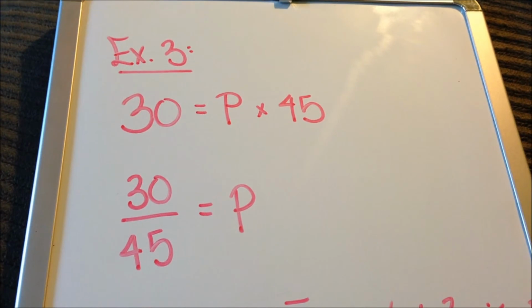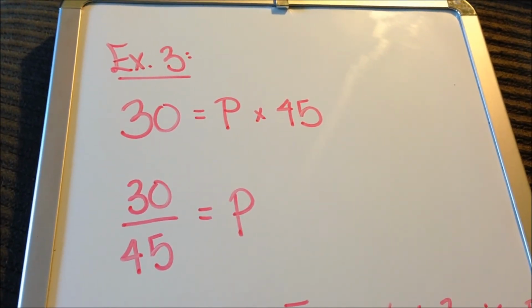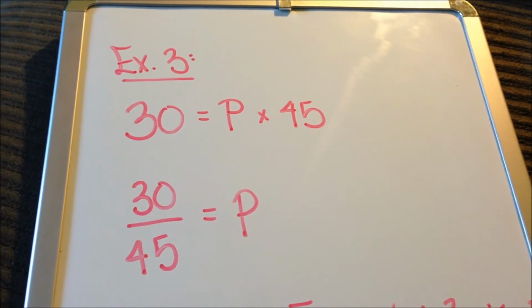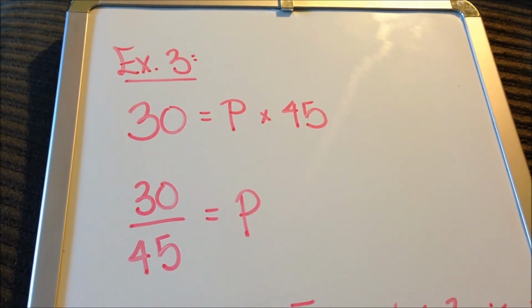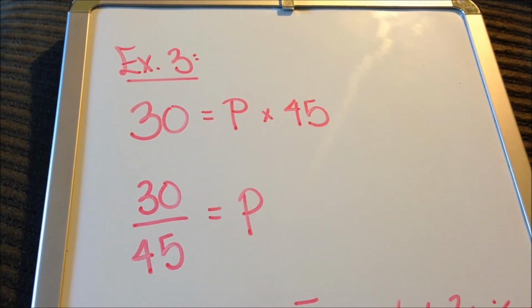And for example 3, we have 30 is what percent of 45? So 30 equals P times 45. To get the P by itself, get rid of the 45 by dividing both sides by 45. So 30 over 45 equals P.